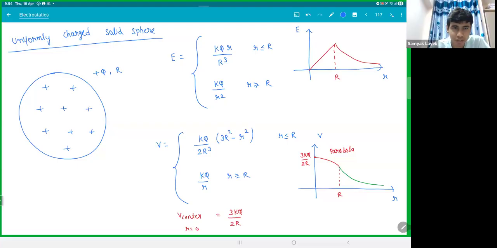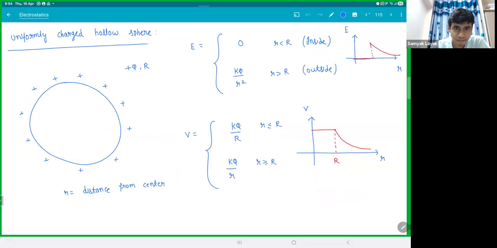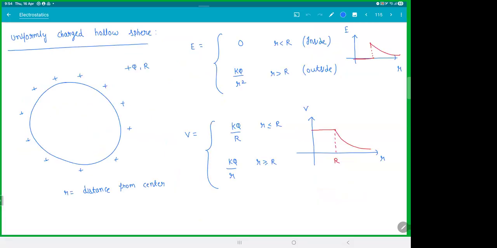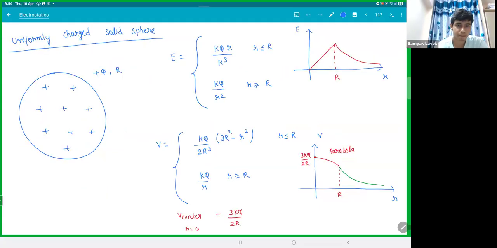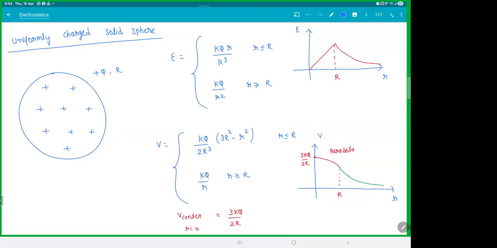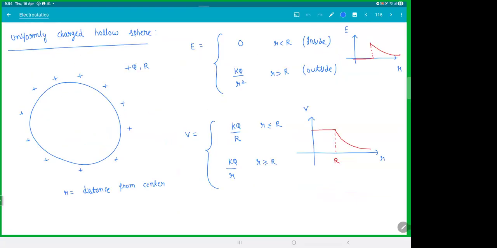If in the hollow sphere r is equal to R, what will the electric field be? It is undefined. That's why we don't put that equality there. Meaning either you're inside or you're outside. There is nothing like you can't go and sit on the charge. So it's undefined actually. We will never take the case r equal to R. It's a discontinuity. Basically, look at the graph, it suddenly breaks, right?